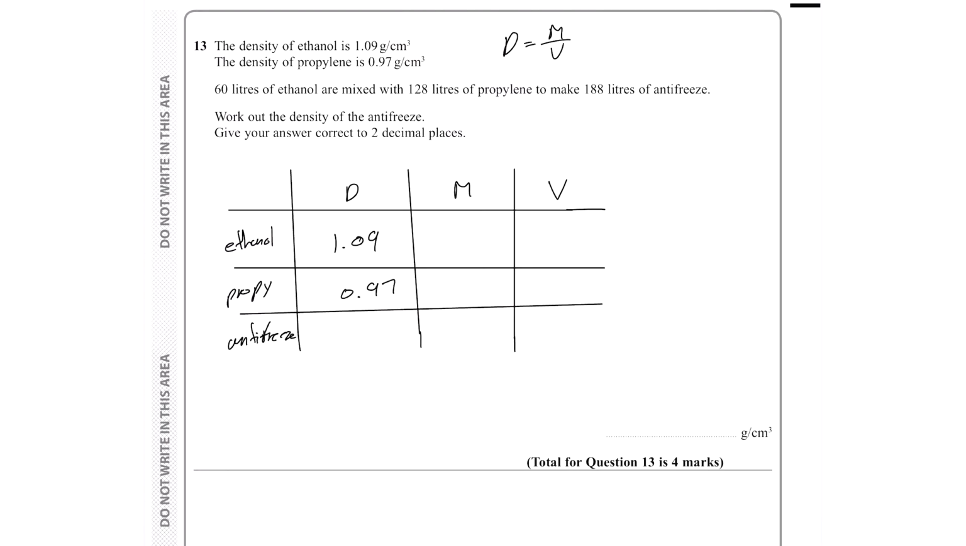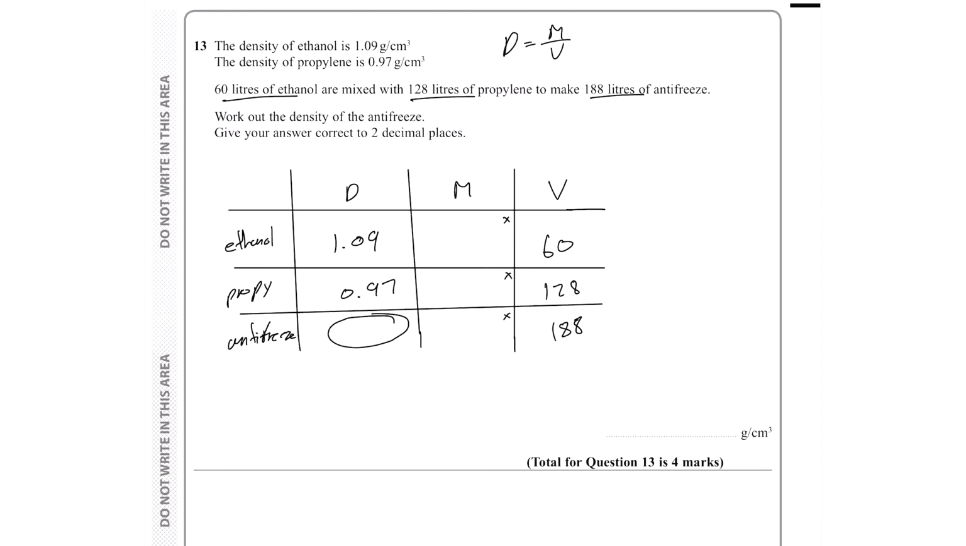And we know they are mixed together to make 188 liters of this, with 60 liters and 128 liters. So that's all given from there, there, and there. To work out the density of the antifreeze, you cannot just add these two densities together. You need to work out the total mass and divide it by the total volume. So we need to find what this is and what this is, and then add them together to give us what this down here is.